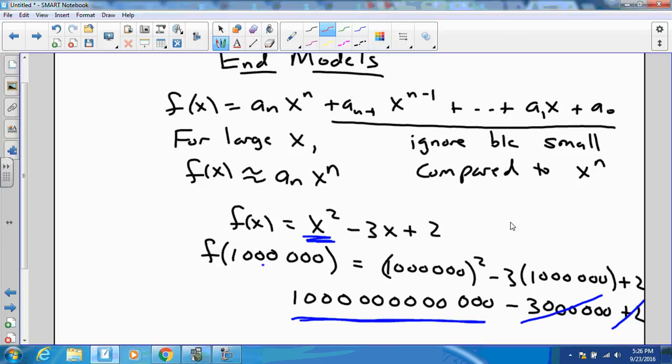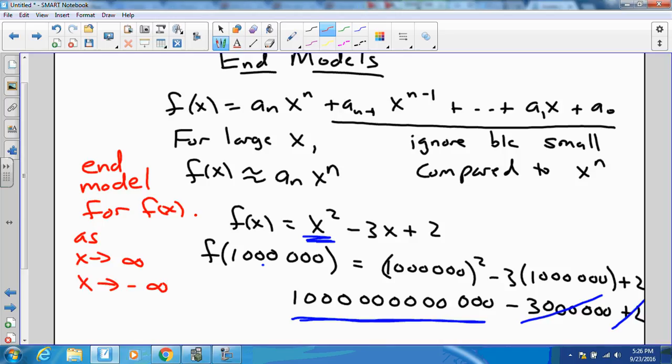So we call the highest powered term the end model for f of x. And what that means is that out at the ends, for very large x, as x goes to infinity, and for very large negative numbers, as x goes to negative infinity, f of x and its end model are basically the same thing.